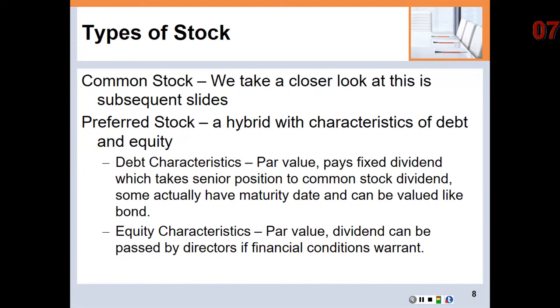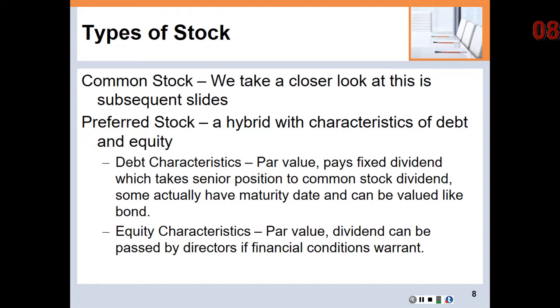For example, its bond characteristics or debt characteristics: preferred stock has a par value. Well, common stock also has a par value, which we'll see in just a minute. Preferred stock pays a fixed dividend, which takes a senior position to common stock dividends. Now, what that means is, let's say you've got common stock that has a $100 par value, and preferred stock has a $100 par value. And you've got a 6% preferred stock. That means it's going to pay 6% of $100 each and every year.